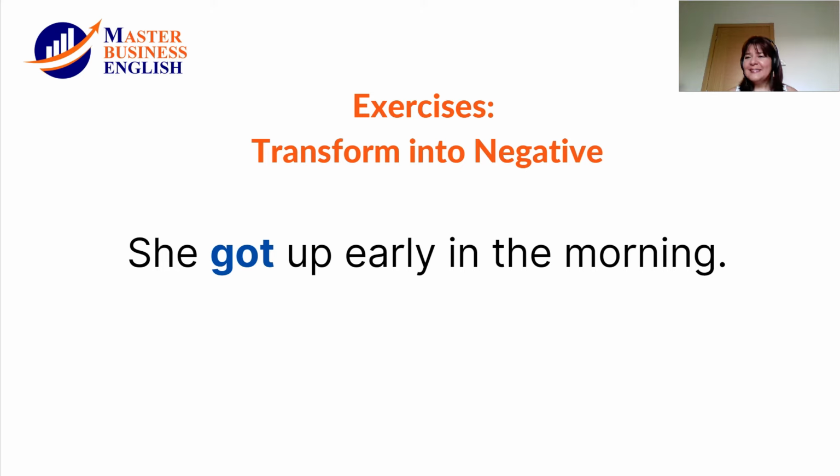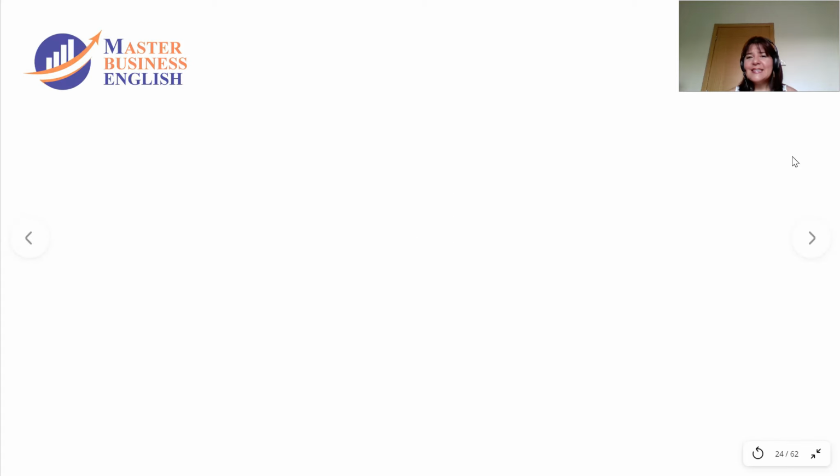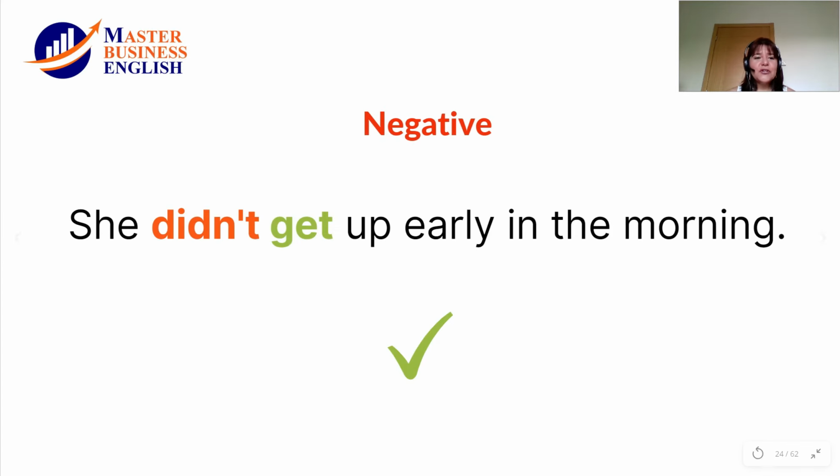Very well. Some little mistakes, but most of you did very good. It is easy. So the answer: she didn't get up early in the morning. Didn't is the auxiliary negative. Get up, get is the verb in infinitive. Remember, we use the verb in infinitive next to the auxiliary. In this case, didn't get up. She didn't get up early in the morning.